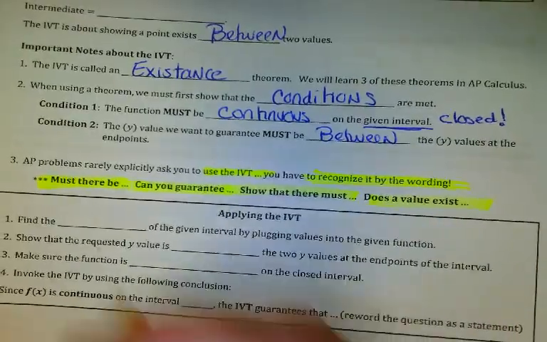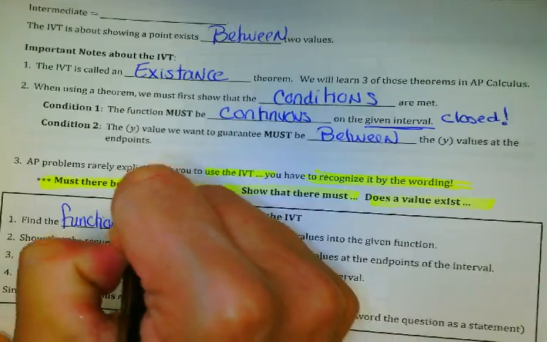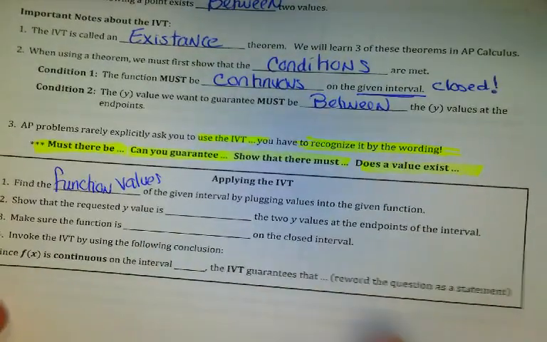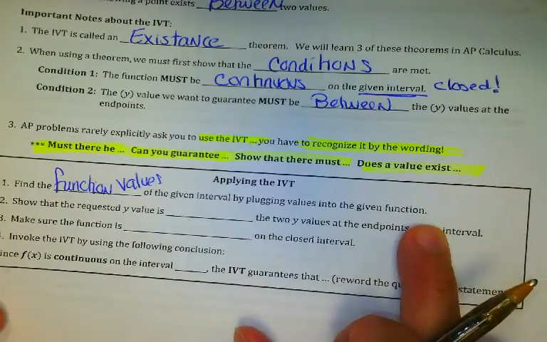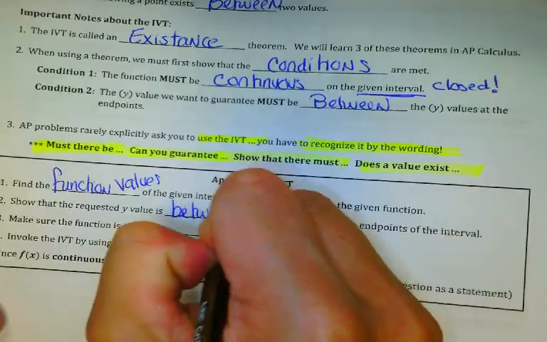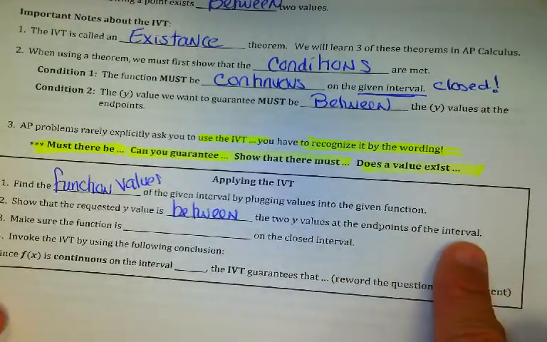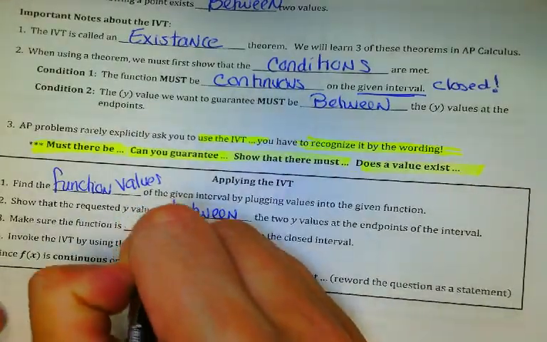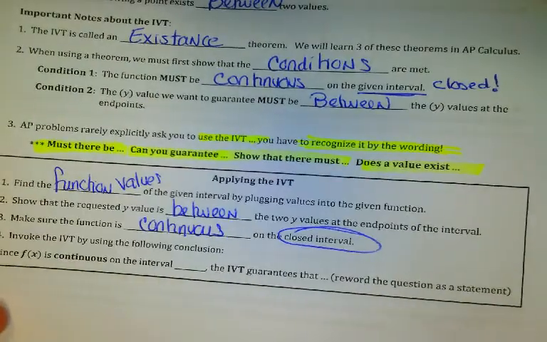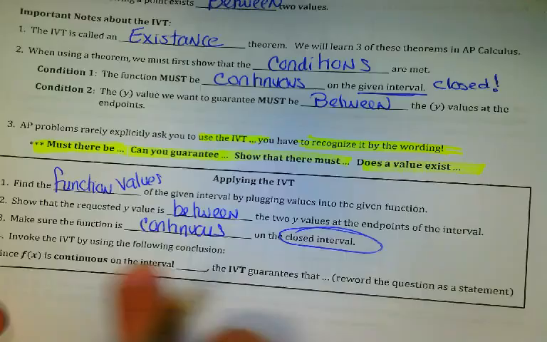All right, so applying the IVT: find the function values of the given interval by plugging values into the function. Show the requested y value is between the two y values at the endpoints of the interval. Make sure the function is continuous on the closed interval. And invoke the IVT by using the following conditions.